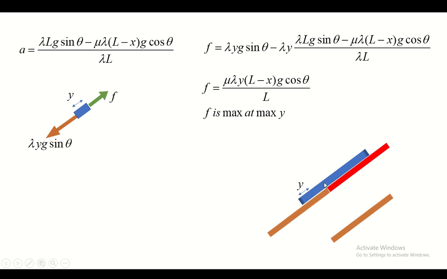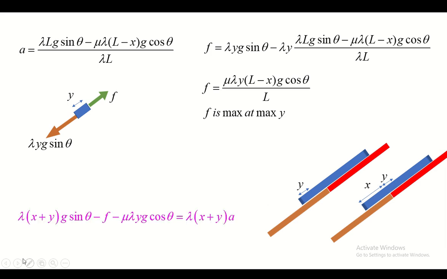Now take a section in the rough region at a distance y from the junction. So see the second figure. Now I am considering a section which is y from the junction. So at this section, we'll consider this x plus y length of rod and write its equation. So lambda into x plus y, this is the mass of this part, g sine theta, this is the component of weight along the inclined surface, minus F because F is acting upwards.